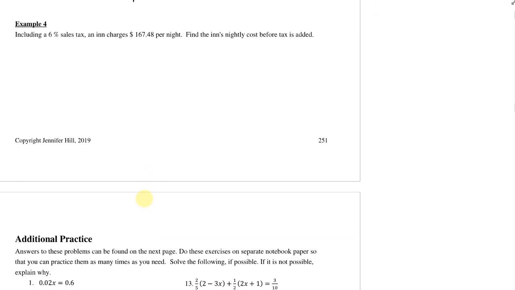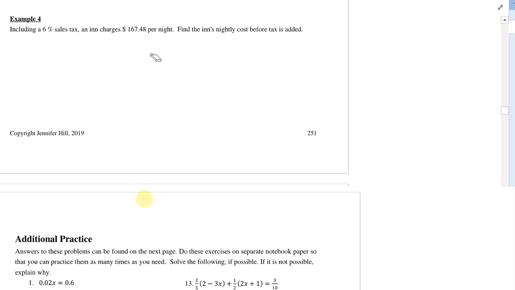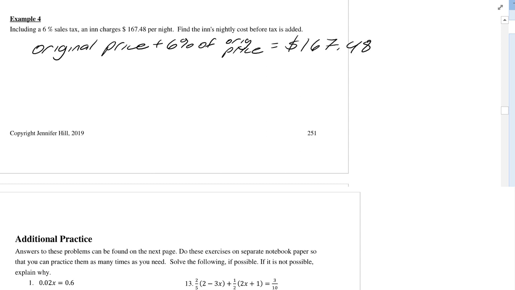So now for this last one. It says I have a 6% sales tax and an inn charge is $167.48 a night. Find the inn's nightly cost before tax is added. So to set this one up, we're trying to find the cost before tax. So what that means is I had the original price, and then I had the 6% tax. So that's 6% of the original price, and if I add those all up, that's what's going to give me this total. So I don't know what the original price is, so I'm going to write that in as x.